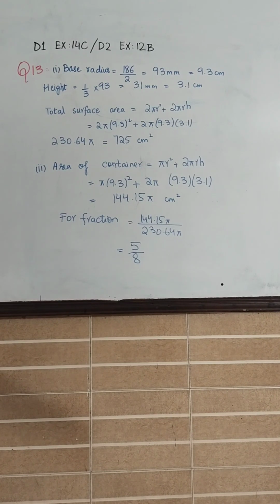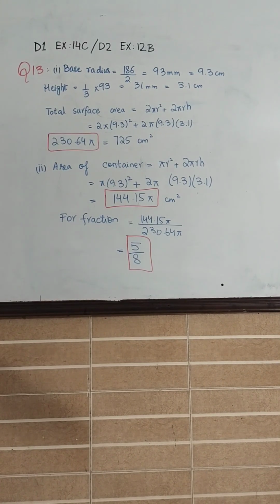Next step is: express the area of the container that is painted as a fraction of the total surface area found in 1. You have to express the area of the container in fraction form. So the area of the container formula is pi r square plus 2 pi r h. Add both these formulas and you will get your answer 144.15 pi centimeter square. For the fraction, you have to divide both the areas and you will get the answer in fraction form, which is 5/8.